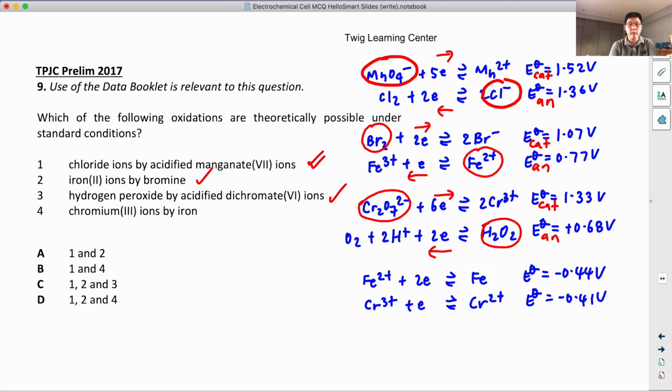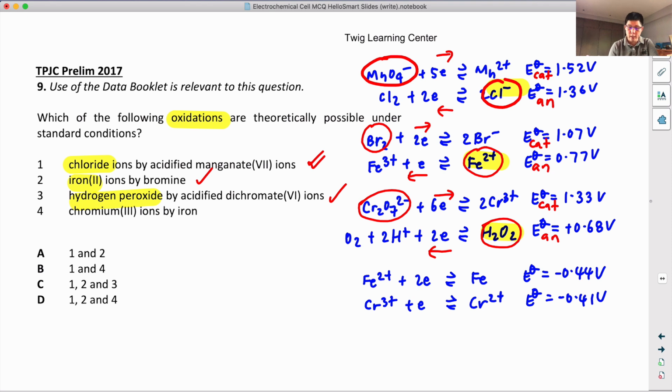Chromium 3 ions by iron. All right, chromium 3 ions by iron. If you notice something about this question, they say which of the following oxidation reactions are theoretically possible. Maybe I should have highlighted this. But if you look at the equations, you notice that Cl minus, iron 2 and hydrogen peroxide are all being oxidized, isn't it? But when it comes to chromium 3 ions by iron, you realize that chromium 3 plus doesn't really become chromium 4 plus or 5 plus.